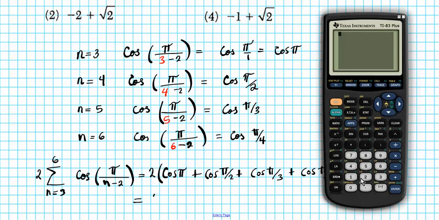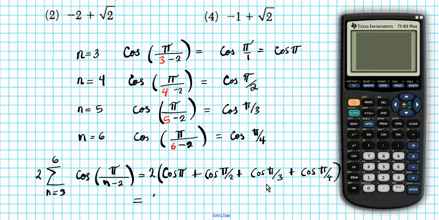Now for the calculator approach, what you need to remember is that these angular measures are in radians. So if you want to evaluate trigonometric expressions when the angular arguments are in radian format, you have to make sure that your calculator is set to radian mode. Press mode and switch it from degrees to radians first before you start. All right, so I have it in radian format, and I'm just going to enter all of this into my calculator. So I have 2 times cosine pi plus cosine pi over 2 plus cosine pi over 3 plus cosine pi over 4, and there goes your answer right there.